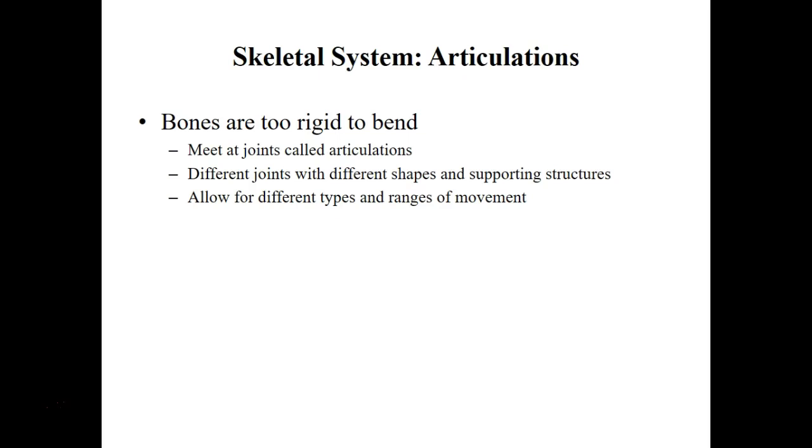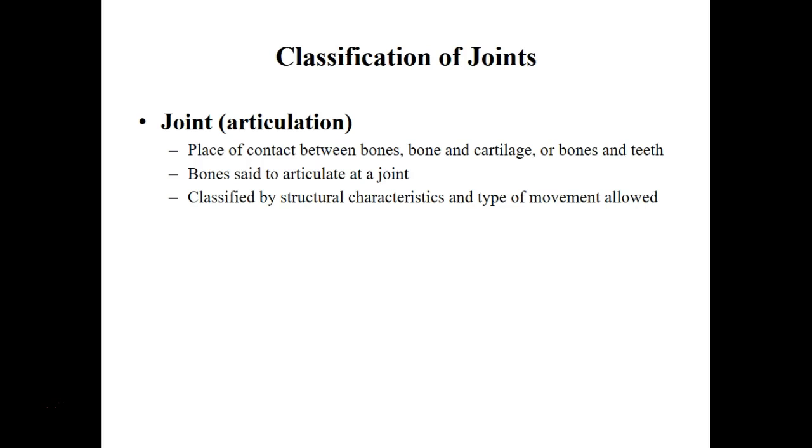The structure of the joint will determine how it functions, so it will determine what type of movement occurs. Structurally, we classify joints either as fibrous joints, which are composed of dense regular connective tissue, cartilaginous joints, which are composed of either fibrocartilage or hyaline cartilage, or synovial joints.